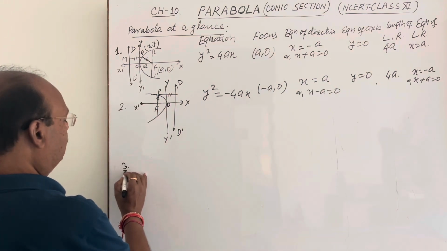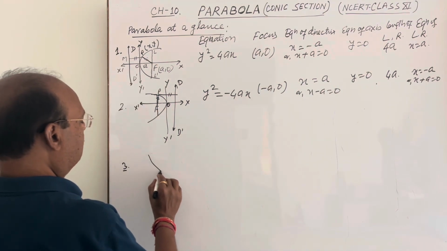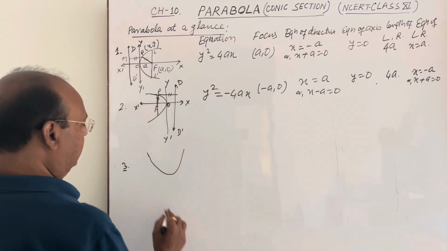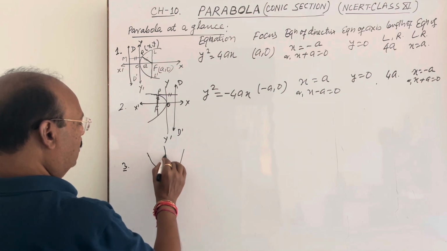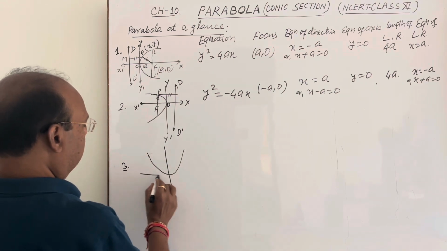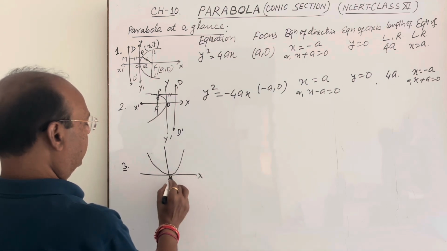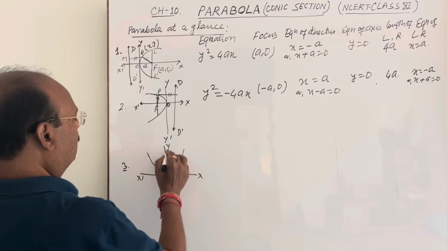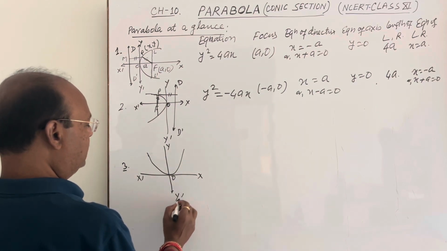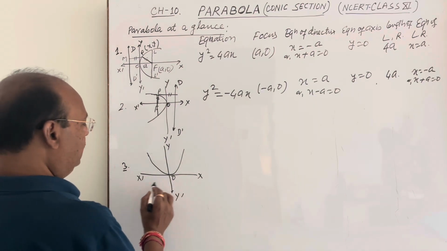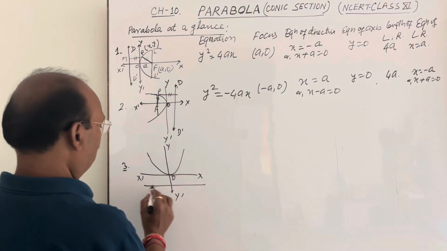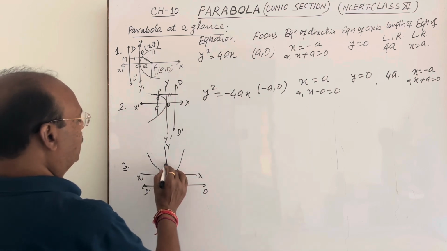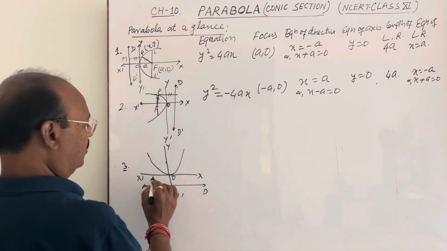Now third type, if parabola is open in the upper side like this, then here axis of parabola is like this. This is x-axis, xo x dashed, and this is axis of parabola yo y dashed, and here directrix will be parallel to x-axis. We can write here dd dashed, and focus will be in the upper part of this x-axis.